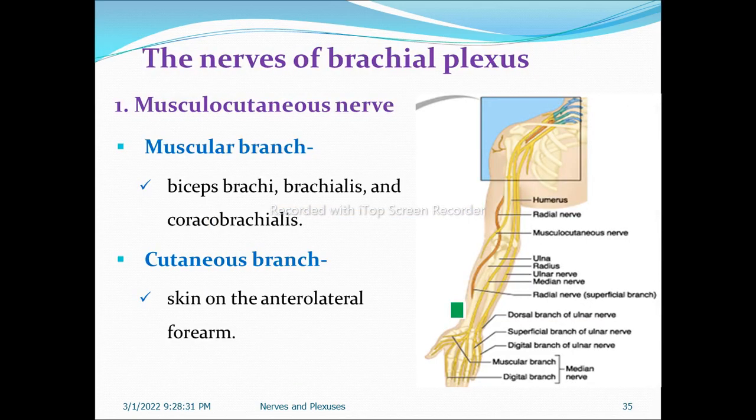And the nerves which arise from the brachial plexus, the first one is the musculocutaneous nerve. The musculocutaneous nerve will give a muscular branch and a cutaneous branch. The muscular branch of the musculocutaneous nerve will go to three muscles of the anterior compartment of the arm. So biceps brachii, brachialis, and coracobrachialis are supplied by the muscular or motor branch of the musculocutaneous nerve, and the skin on the anterolateral forearm is supplied by the cutaneous branch. So this is the musculocutaneous nerve.